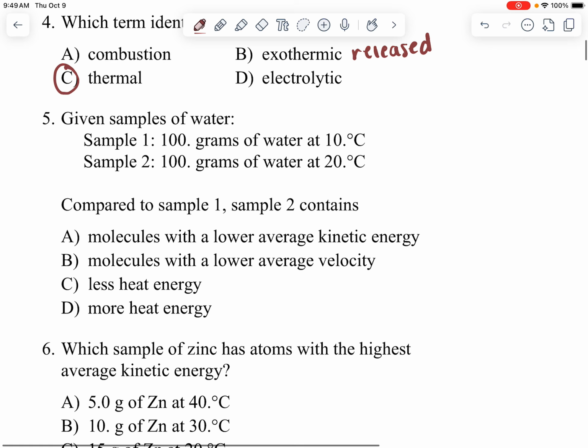For number 5, we have 2 samples of water. They have the same mass, but sample 1 is at 10 degrees Celsius, sample 2 is at 20 degrees Celsius. So compared to sample 1, sample 2 contains lower average kinetic energy? Well, sample 2 is at 20 degrees Celsius, so it's definitely not. It's at a higher kinetic energy. Since sample 2 is at a higher temp, the particles are moving around faster, so it's not B. Sample 2 has more heat energy because it's the same amount of mass as sample 1, but at a higher temperature, so more heat.